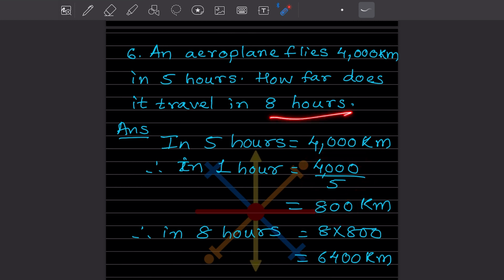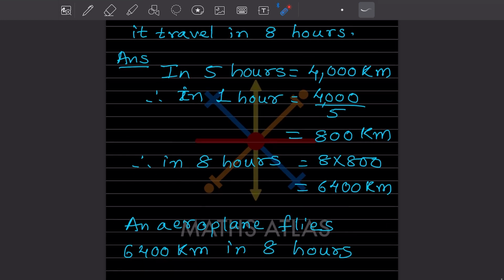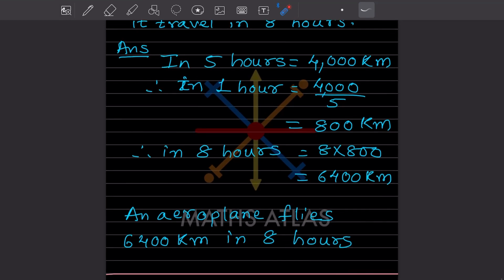So now we want 8 hours. In 8 hours, what are you going to do? You are going to multiply this. So 8 into 800, which is 6,400 kilometers. So you have to write the statement that an aeroplane flies 6,400 kilometers in 8 hours. They are similar ones. I went a bit fast. Always find out for 1 hour first, because this is the unitary method; do not go directly for the 8 hours.